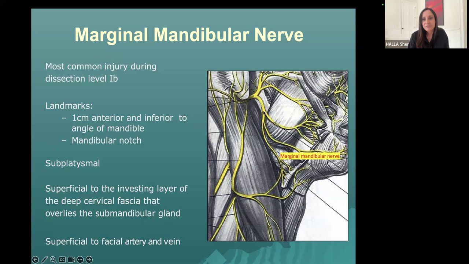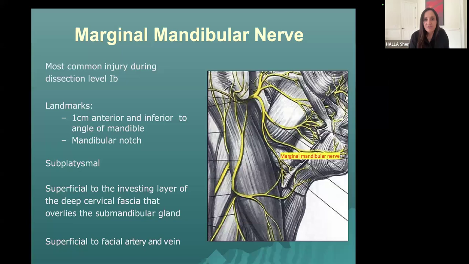And it can be predictably inferior to the angle of the mandible, which would be about here. So here's the marginal mandibular nerve coursing inferiorly. And then it courses over the fascia overlying the submandibular gland before it ultimately reaches the depressor muscles of the lips and the mentalis muscle.